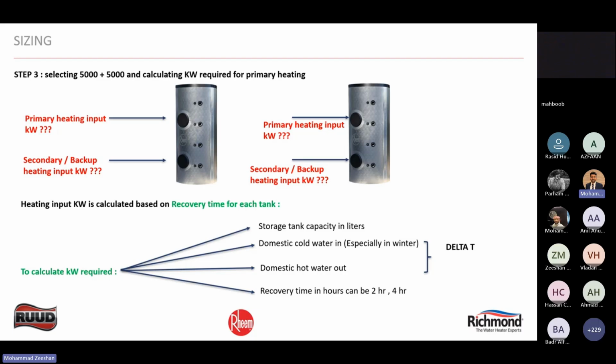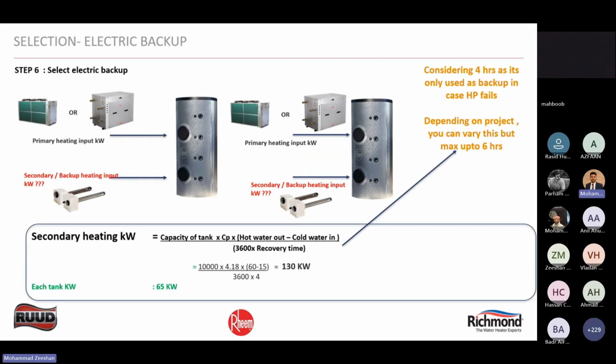So let us decide, for the sake of calculation, there are certain recovery times that I have assumed in this, and then we proceed. So first, I will do the calculation on the electric backup, because this is common for both 50 hertz and 60 hertz, so I don't have to repeat. Now, primary heating input will be my heat pumps and secondary will be elements.